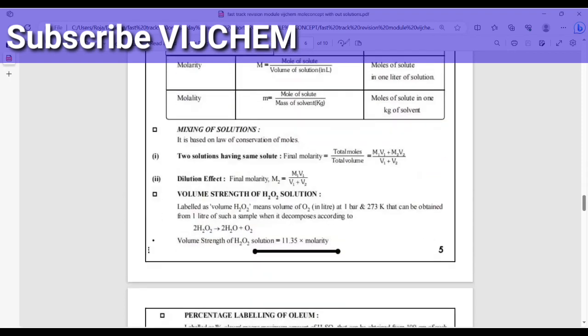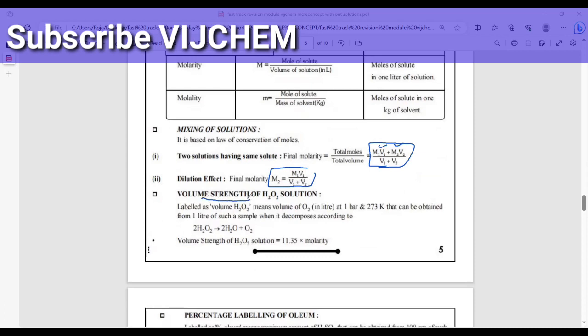Okay. So next, mixing two solutions: M1 V1 plus M2 V2 by V1 plus V2. And if you dilute them, M1 V1 plus M2 V2 gives the final molarity, divided by V1 plus V2, the total volume after dilution.